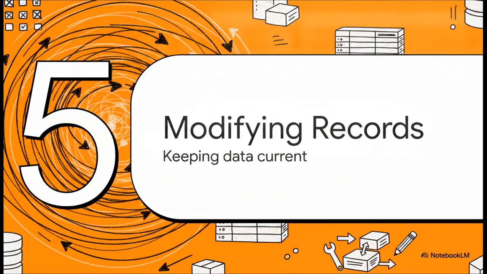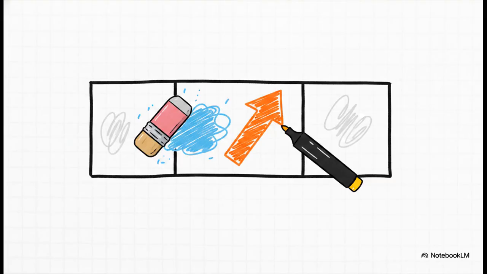Almost there. Section 5. Modifying and deleting records. Keeping data current. Okay, let's say Arjun retakes a test, right? And his marks go up from a 95 to a 98. We definitely don't want to create a whole new Arjun record. We just want to update his existing one.